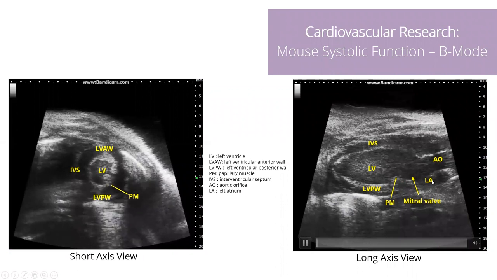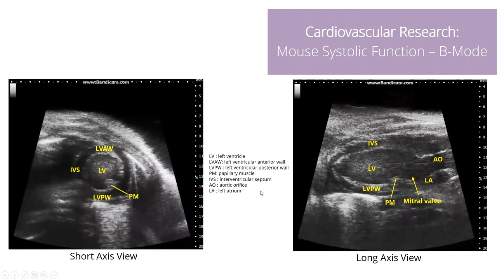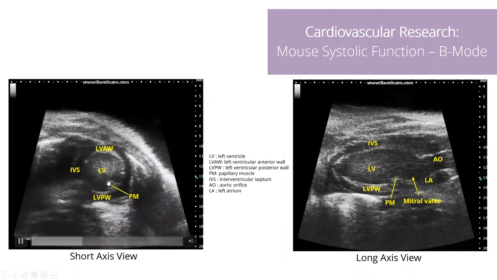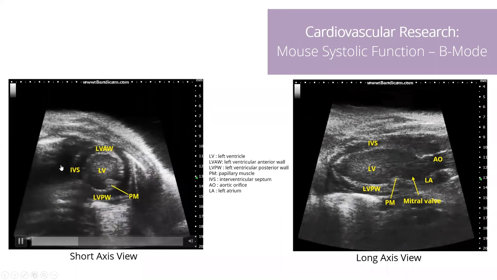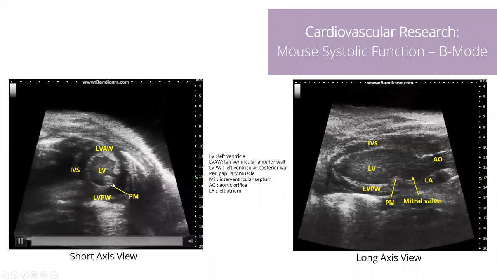And so from the long axis view, if we then rotate the probe 90 degrees, we're going to begin to see the left ventricle beat as a circle. And so here we're going to be able to see the right ventricle off on this side, as well as what we're using as an anatomical landmark to know that we're always going to be taking this image in the same plane, the papillary muscles, these little balls that you're seeing here.